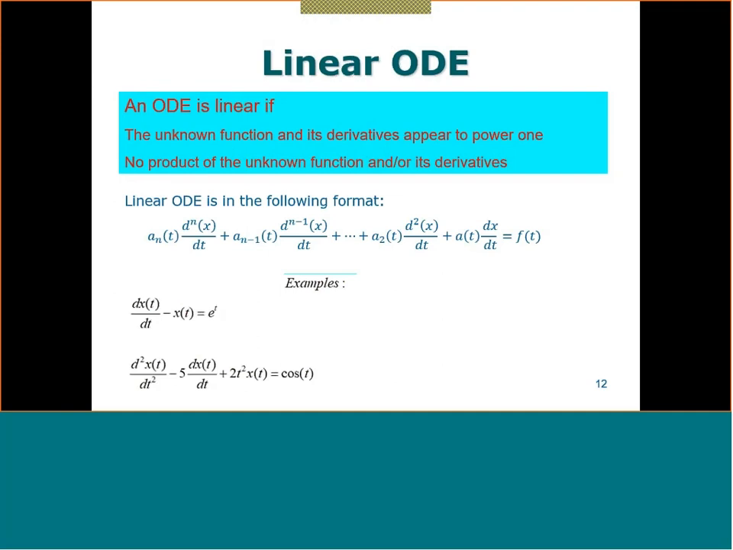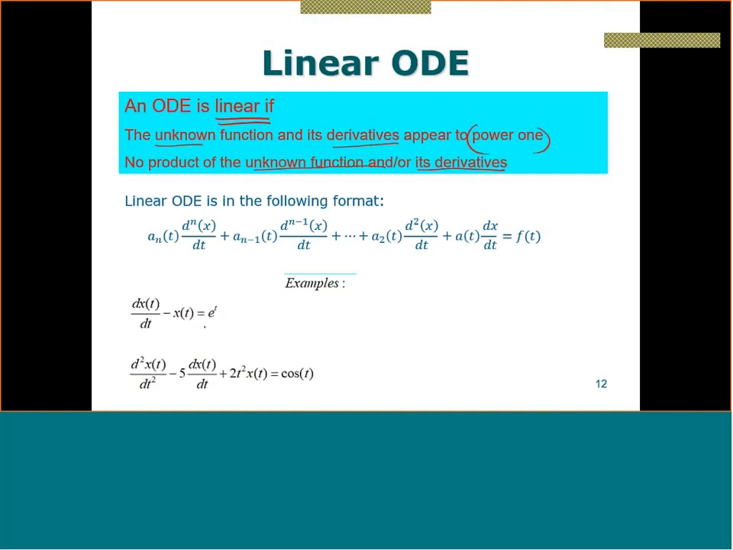Now, the ordinary differential equation could be a linear equation. So what do we mean by linear? The unknown function and its derivative. The unknown function, this could be x of t, and its derivative, all of them appear to the power of 1. There is no square or cube, etc. And also, there is no product of the unknown function or its derivatives. There is no multiplication between, for example, x of t times dx of t.